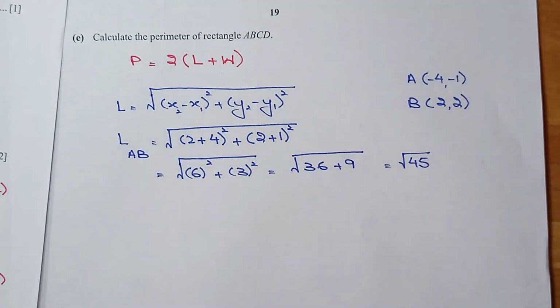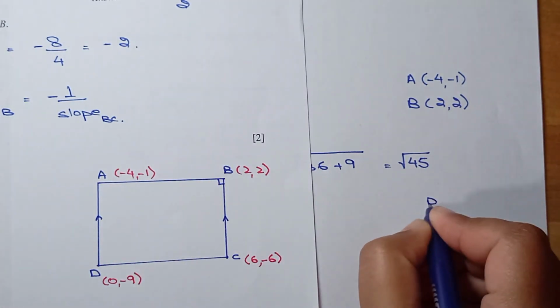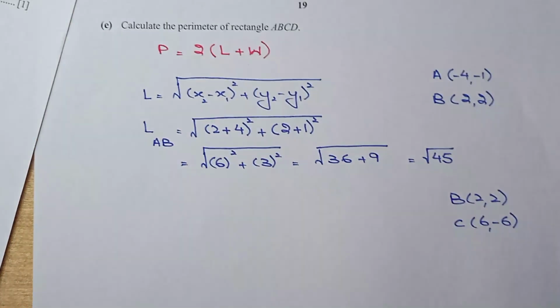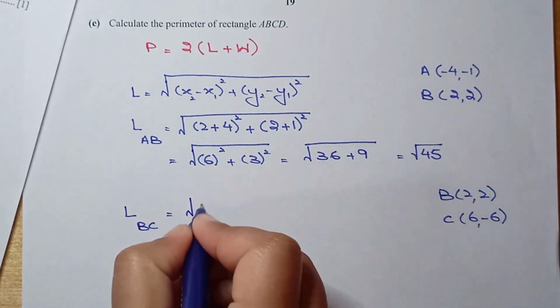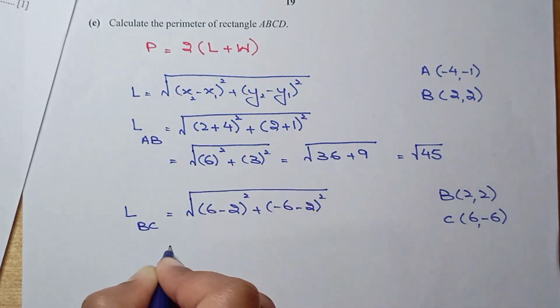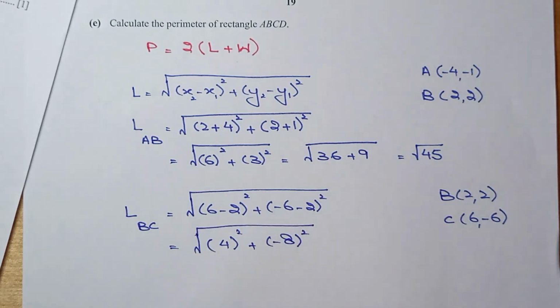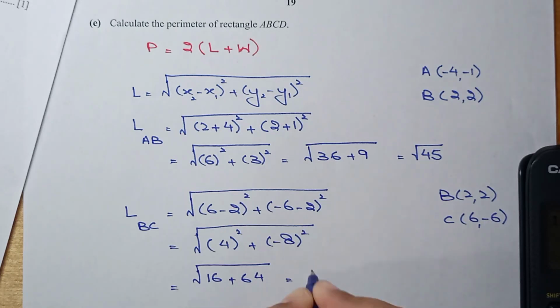Now let me find the distance BC. Now let me find for BC. So the B coordinate is (2, 2), and C is (6, -6). Using the same formula for the length of BC, square root of (6 minus 2) whole square plus (y2 minus y1) whole square, we have 4 squared and negative 8 squared. Right, now 4 squared is 16 and minus 8 squared is 64. 16 plus 64 is 80. 16 plus 64, yes, it's 80. So this is square root of 80.